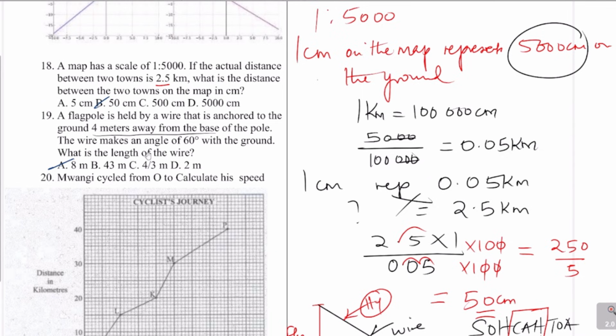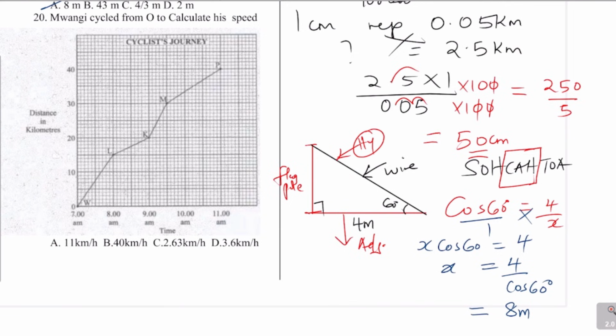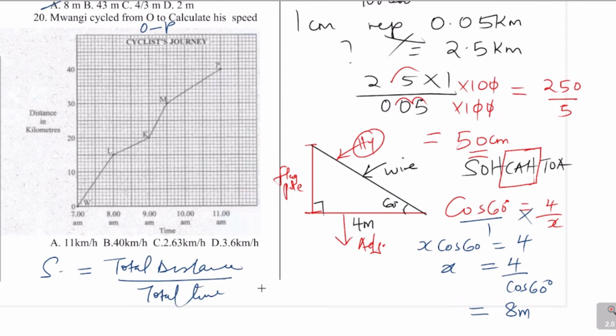So we go to the last question in this section. Mwangi cycled from O to P. Something is missing here, it is from O to P, from this point to this point. Calculate his speed. To get the speed, speed is given by total distance divided by the total time taken. The total distance is given here.